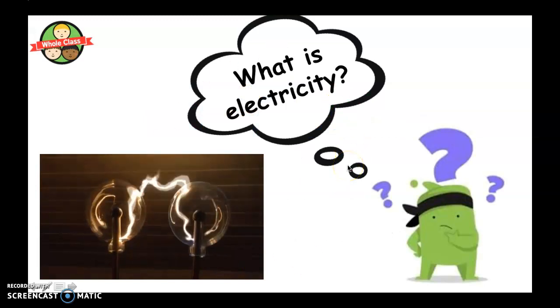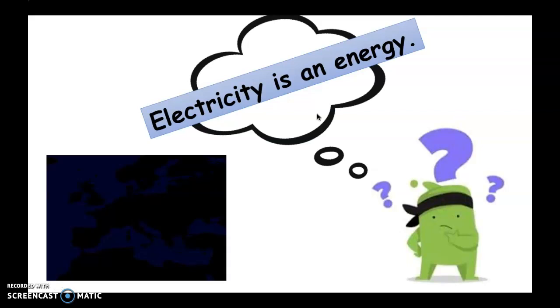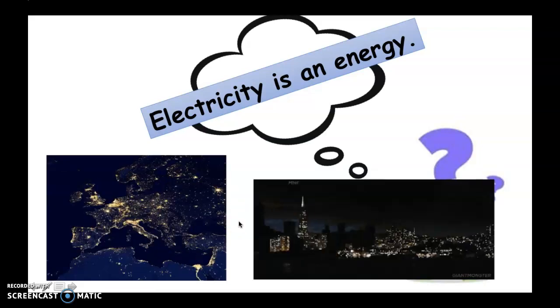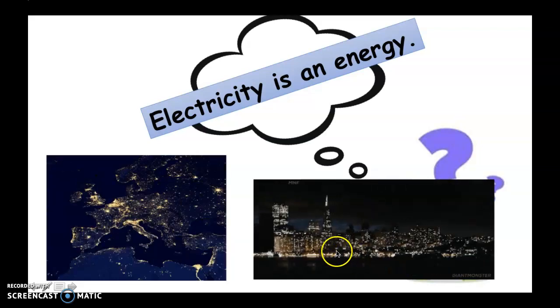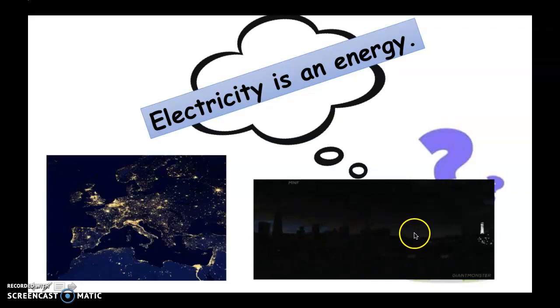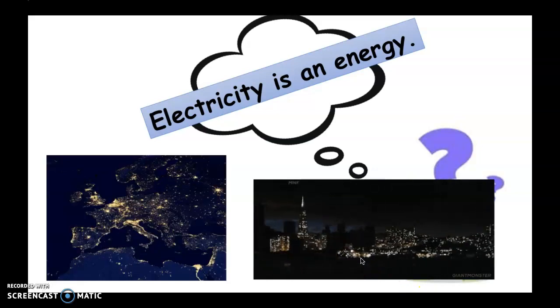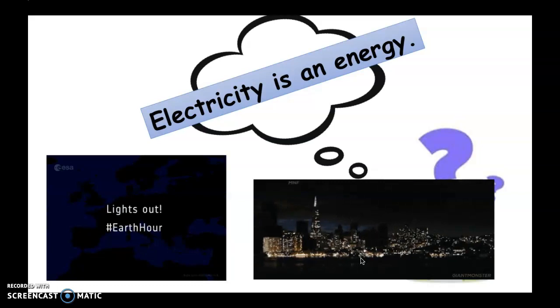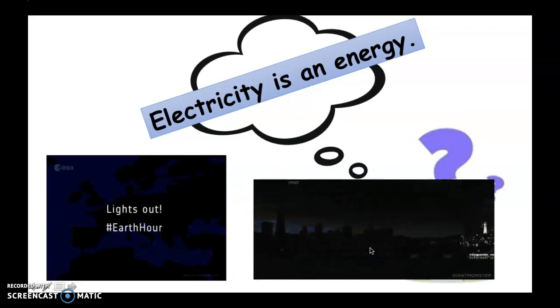So, what is electricity? Electricity is an energy. Energy is power. So imagine the world without electricity. See how dark it gets? And look at all these buildings when the lights go off. When light goes off, it gets dark. When it's dark, you cannot see anything. Now, electricity, the power, the energy, helps us to have a better life.